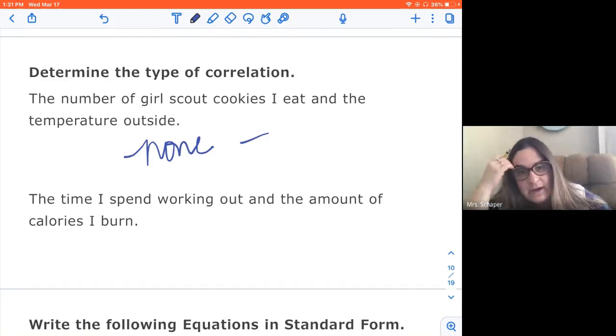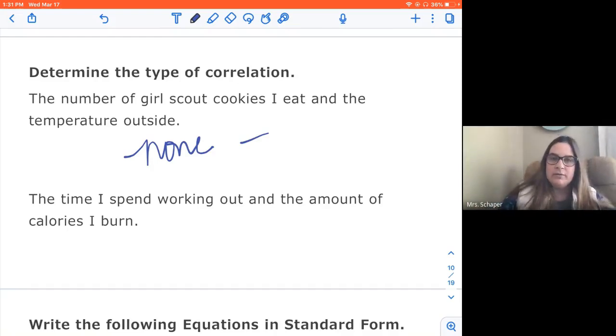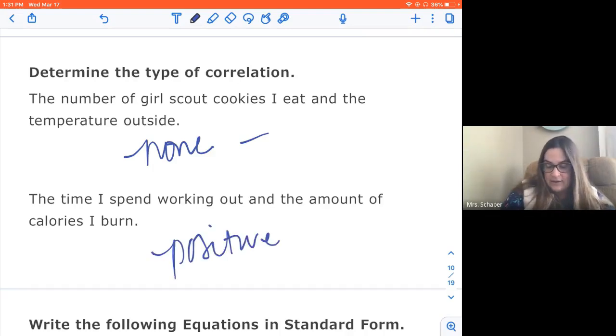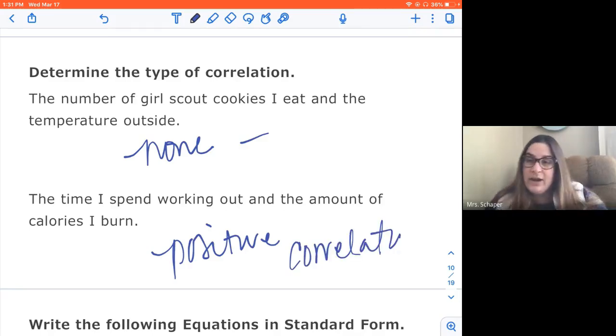All right. How about this? The time I spend working out and the amount of calories I burn. Well, I'm hoping the more I work out, the more calories I'm going to burn. So I'm going to have to say that this one is a positive correlation. All right. As one increases, the other is increasing the same.